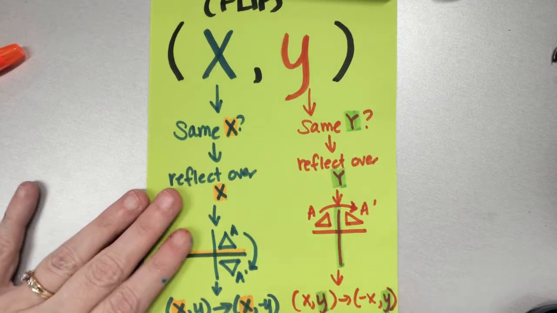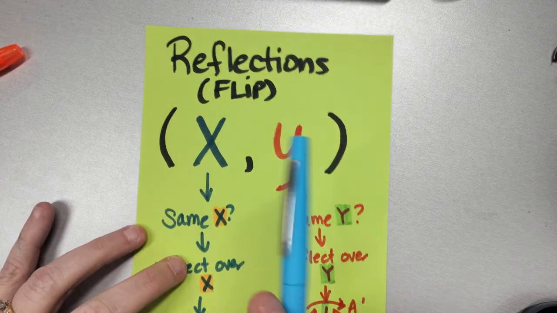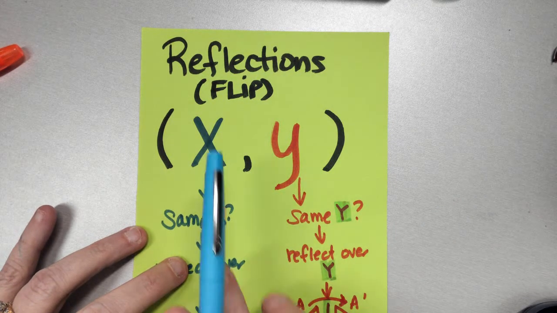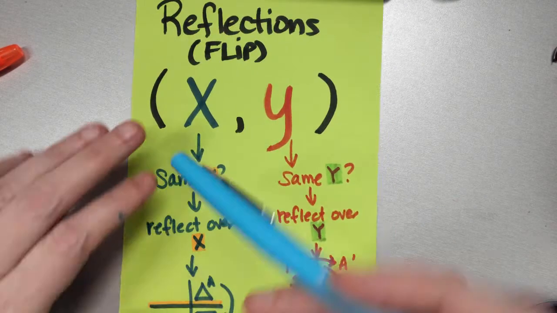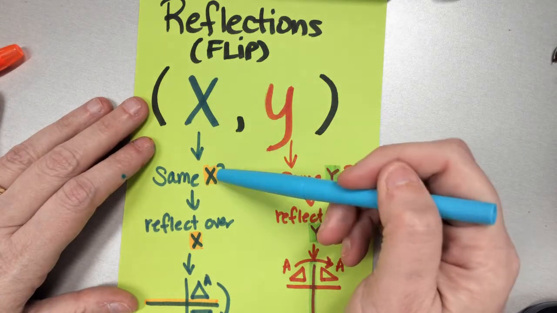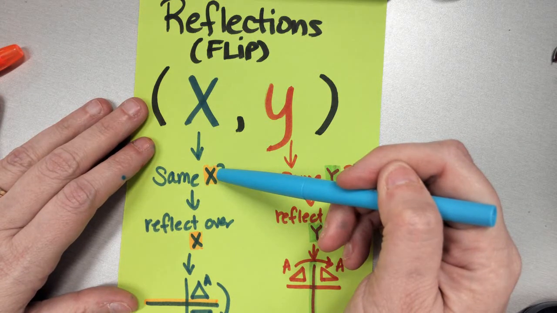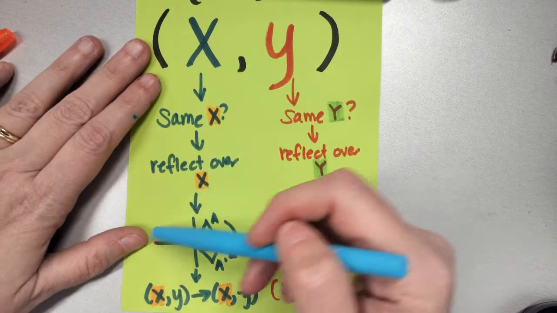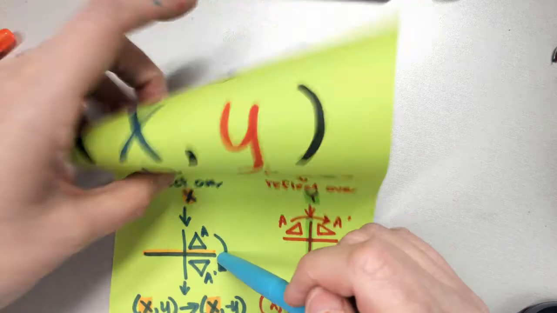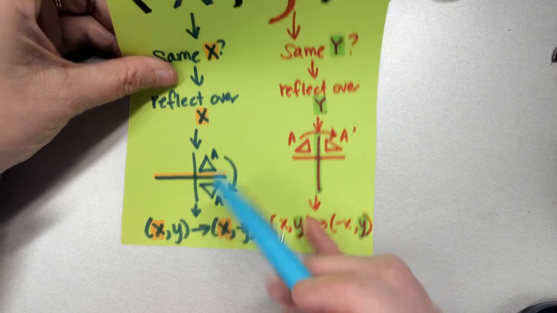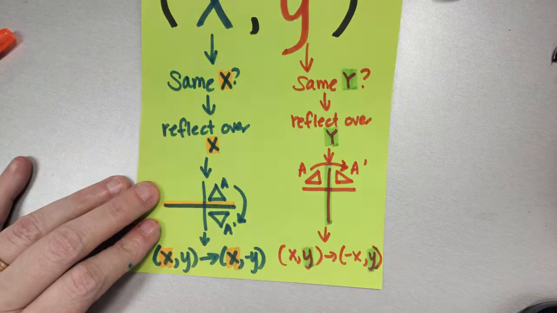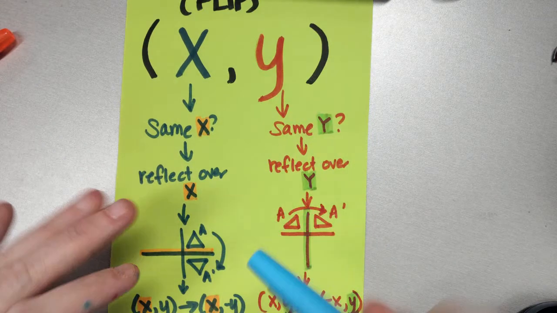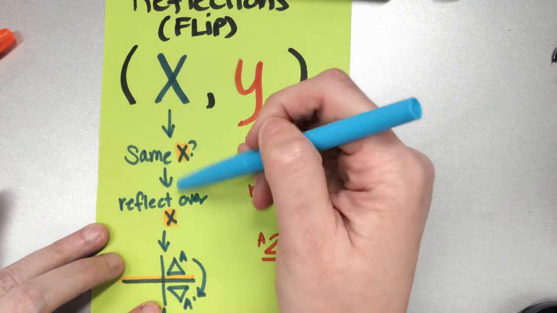So let's talk about what we're going to see. When I see a reflection, let's say I have a point and it's being reflected. If I see the x has stayed the same, then I'm going to highlight the x. I'm going to highlight the x-axis. I'm going to highlight the x in any coordinates they give me. And those things are going to stay the same. Okay? So when I write my new ones, they're going to stay the same. But what's going to change is the y.